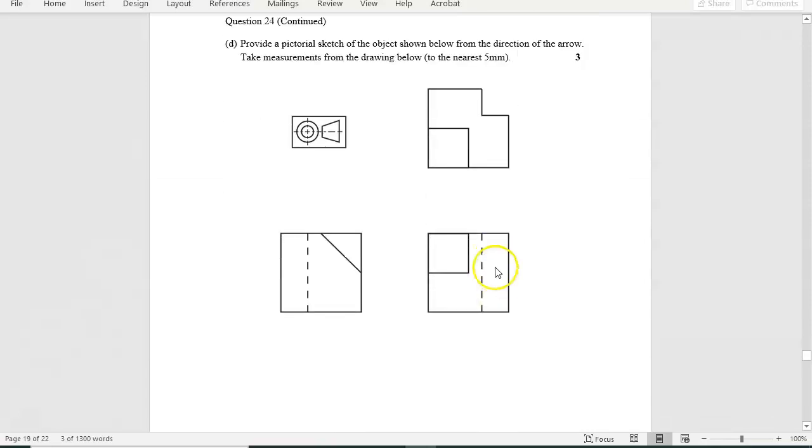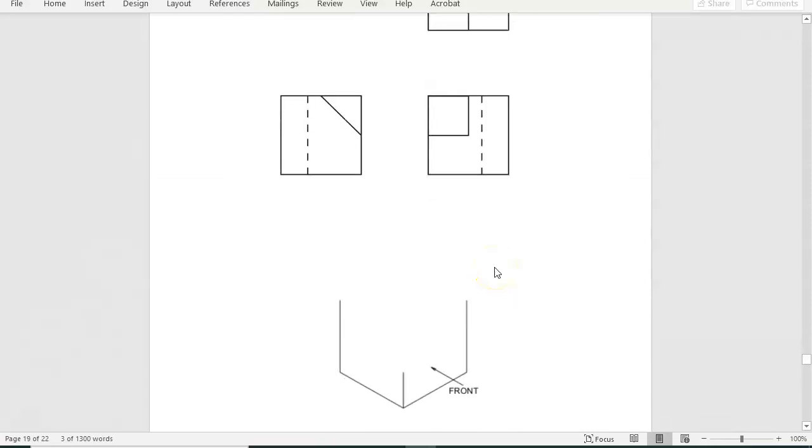Okay, finally we have a drawing. I don't have a good picture of the drawing here. I might have to splice in something at the end of this video to work on that. Okay.